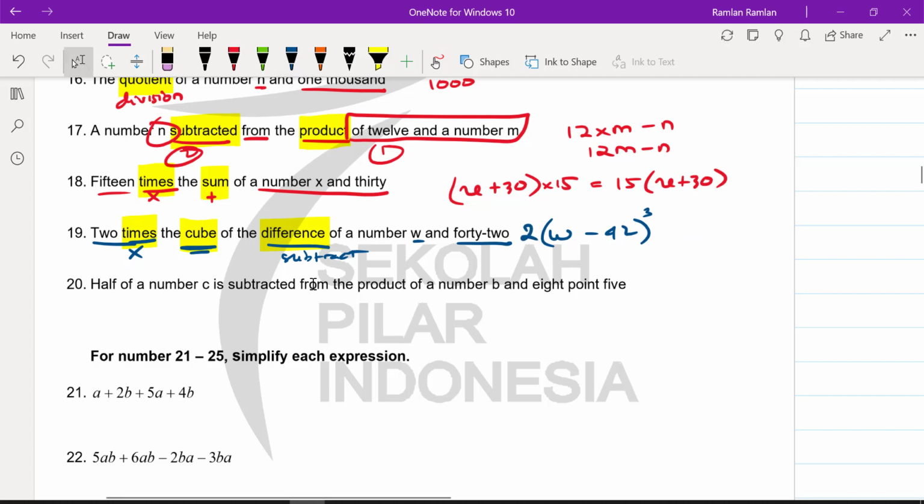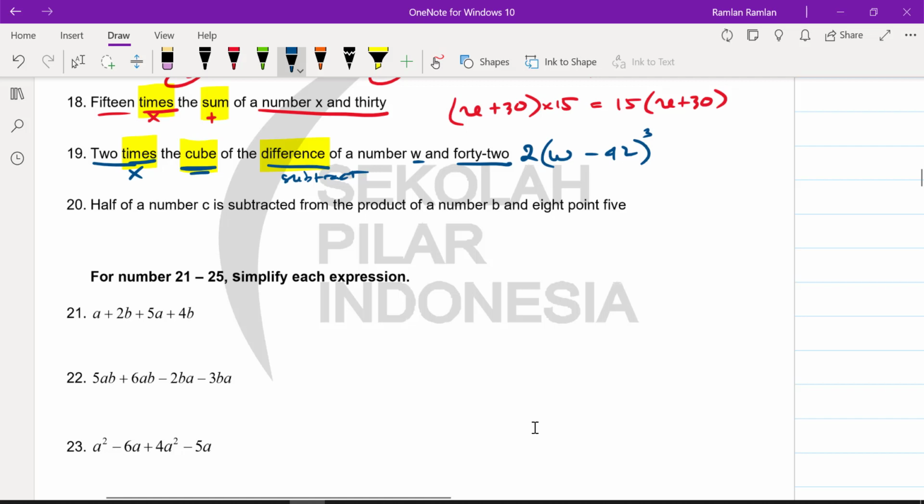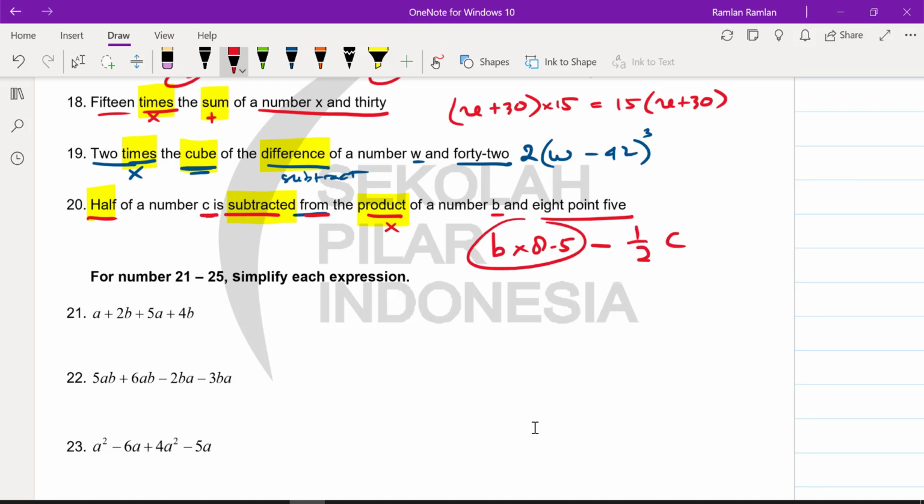Okay. Next one, number 20. Half of a number C is subtracted from the product of a number B and 8.5. So again, half means like multiply. Half of the number means that you multiply the number by half. And then subtraction, and then product. Again, most of the time you will see it from the back. So from the product of a number B and 8.5, you multiply those two. So B times 8.5, that's the first one, right? Multiplication. And then subtracted from, that will be subtraction, half of a number. So it's half of a number C. Now again, we can write this down as 8.5B, right? And then this one is just 1 over 2C or just C over 2.